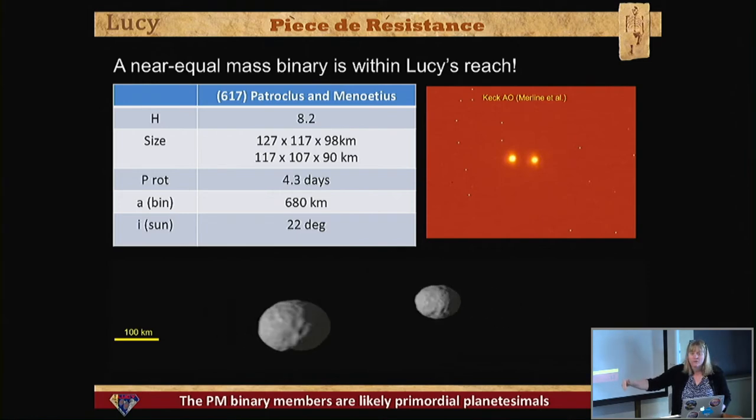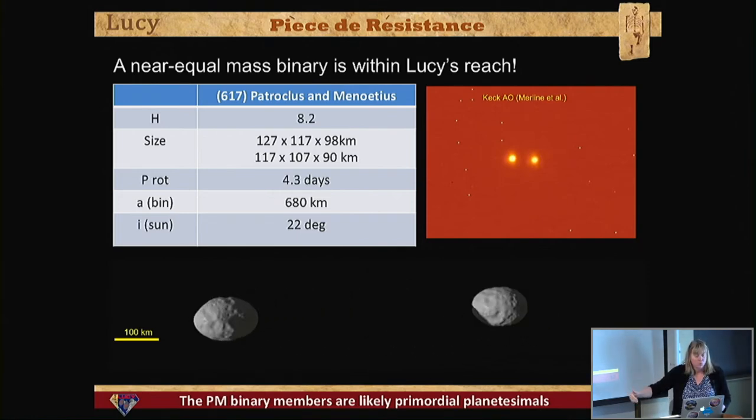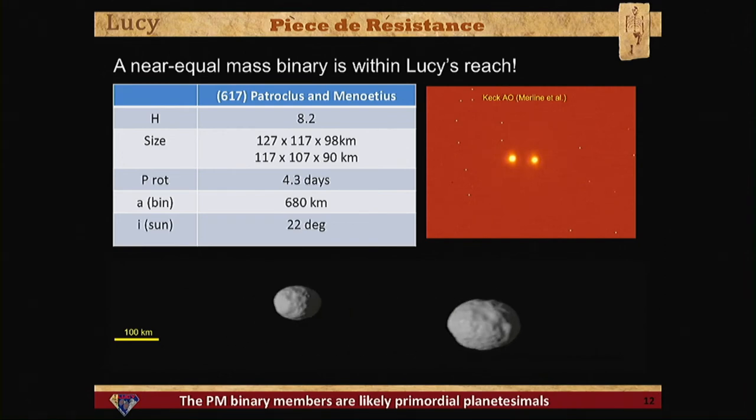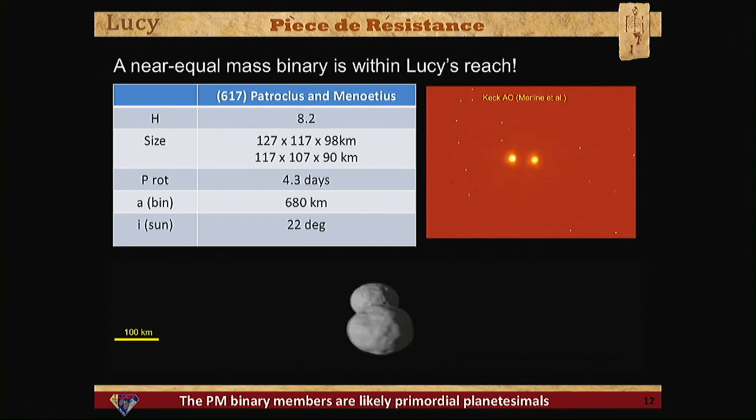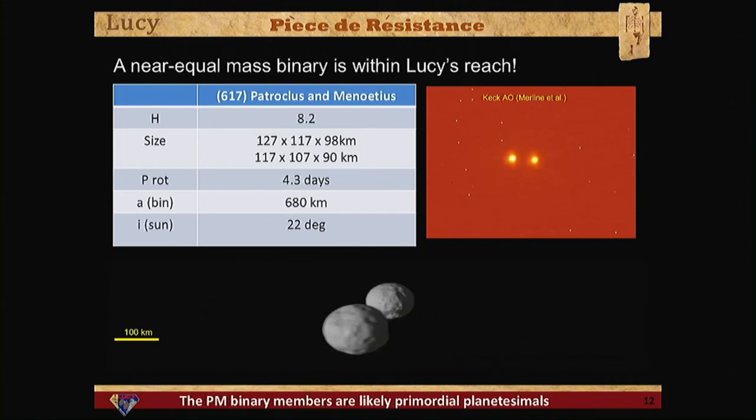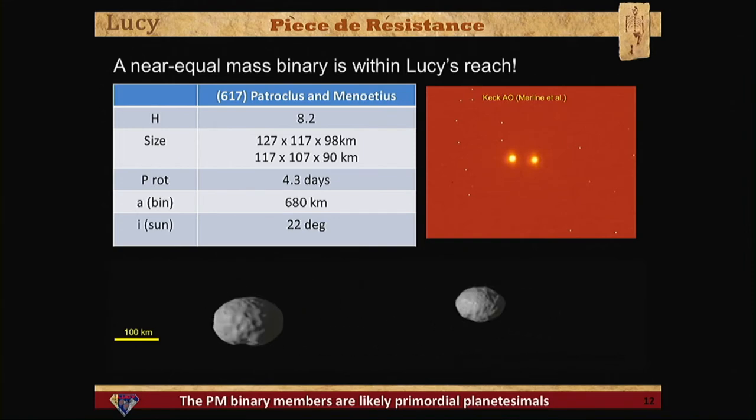So being able to fly by, we're going to learn a lot more by being able to look at the compositional detail at higher spatial resolution and also look at geology. So these objects are about 100 kilometers across, and we have good size estimates from stellar occultations. There's also been mutual event observations of these objects.